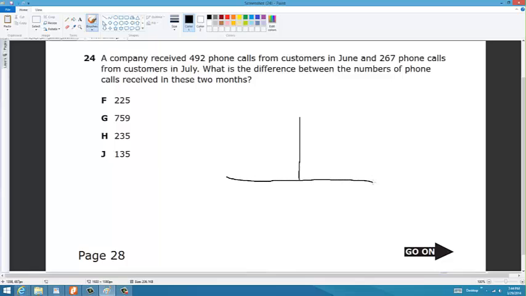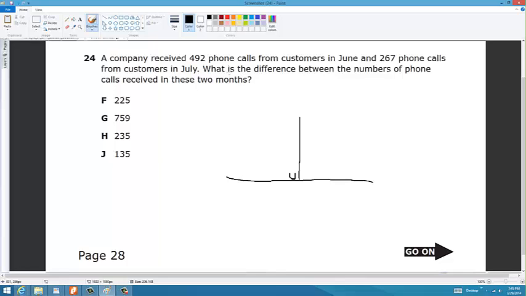It has 3 different boxes. The first box we're going to label with a U. That stands for understand. So what are we asking our students to understand from the problem? What do they need to take away? What does the question want us to find? Now this question in particular is, what is the difference between the numbers of phone calls received in the 2 months? Now this is what we need to find, but we don't want to put this entire sentence in our UPS.